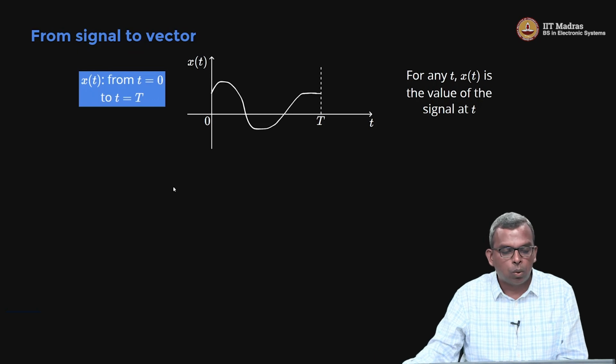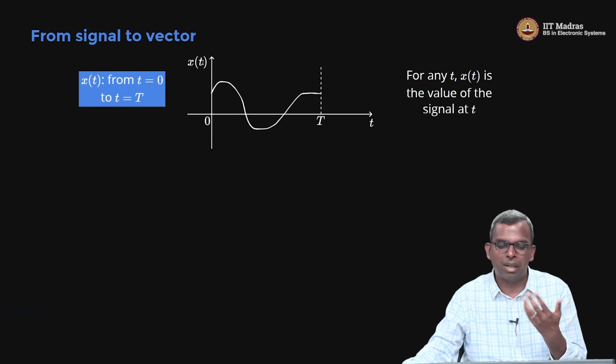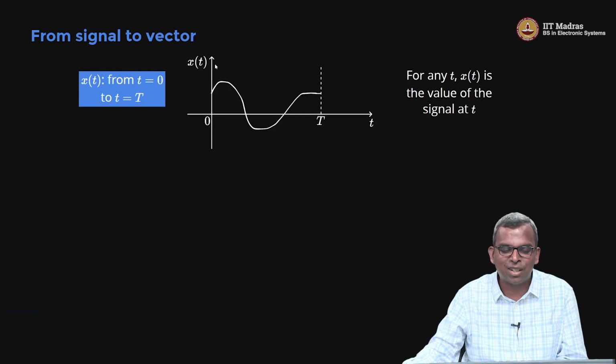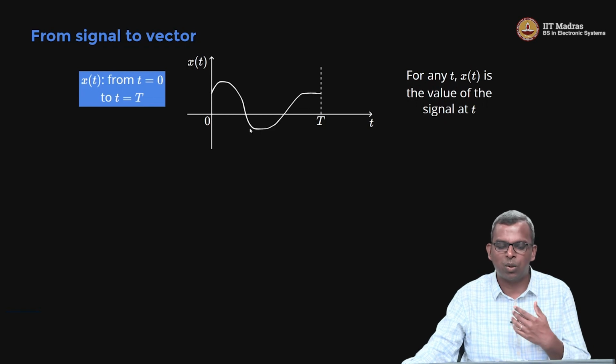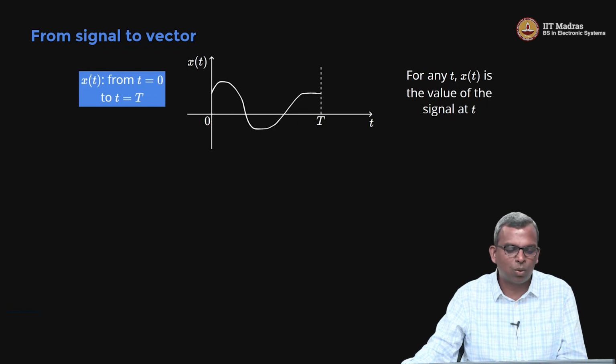Let's start with a signal x of t. What is a signal? A signal is basically a function of time, right? A function of one variable, and that variable usually we keep as time t. It can be any other variable also, but usually we denote it like that, x of t. And then it is some function. I've shown you one illustration here. You may be interested in a certain time interval 0 to T, or this interval can be anything else also. I'm just picking 0 to T for convenience. So let's look at a signal x of t from 0 to T.